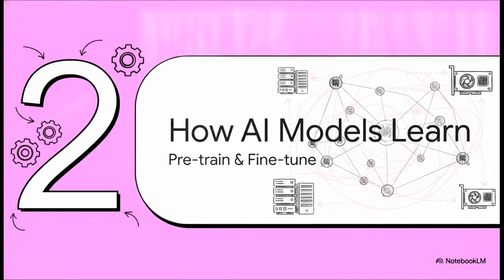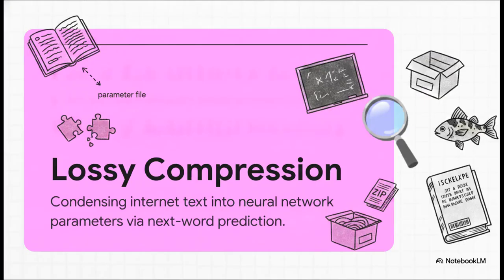Section 2, how AI models actually learn. So you might be wondering, how exactly do we get those parameters in the first place? Well, it relies on a really crucial concept called lossy compression. The model condenses massive amounts of internet text into that parameter file, and it learns world knowledge entirely by just trying to predict the next word.